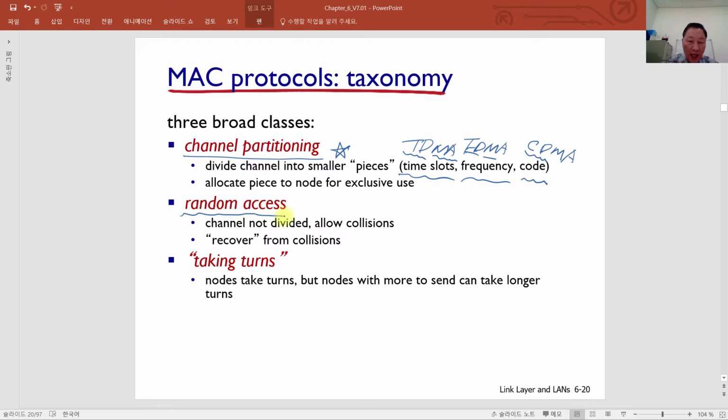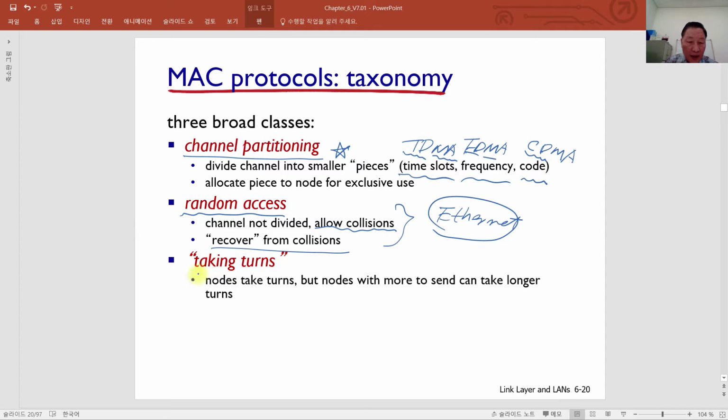Also, we can think of another class. This one is using a random access scheme. The channel is not divided. Allow collisions and recover from the collisions. Our original Ethernet is using this scheme, that is based on this random access. We will also learn in detail about this.